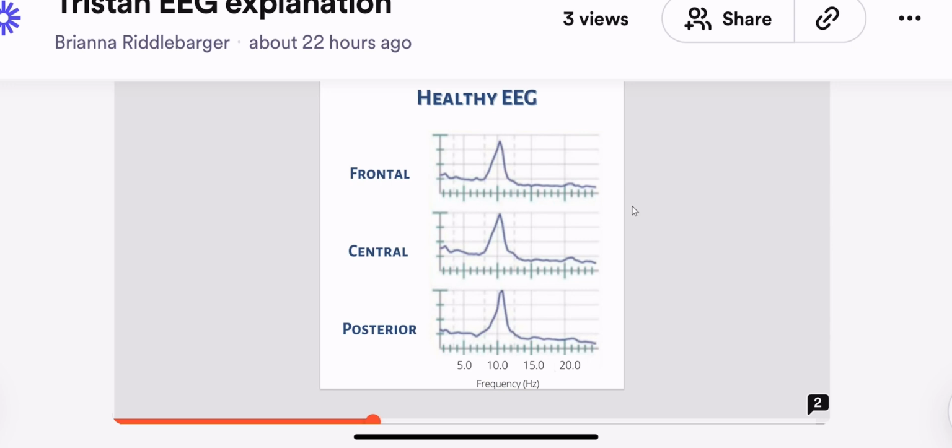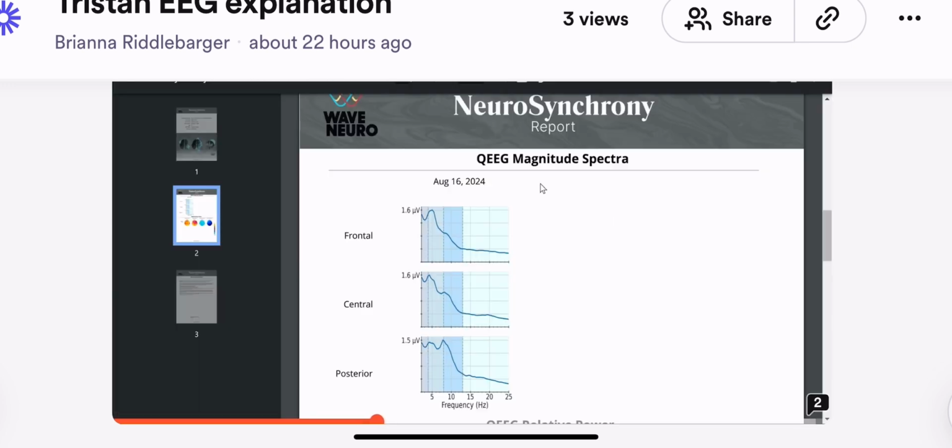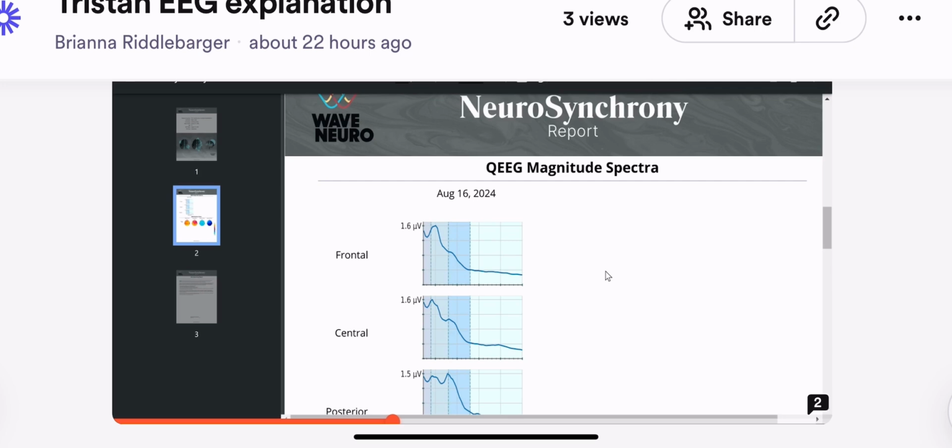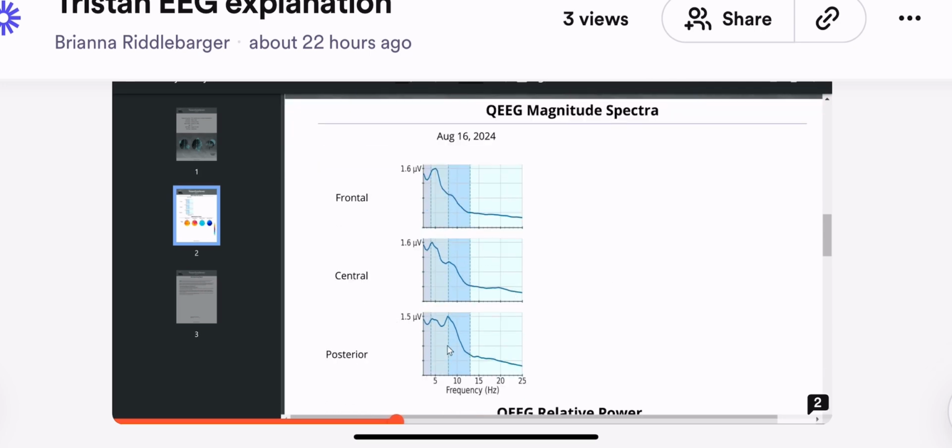So now that we've seen this ideal, let's look at Tristan's EEG. So this is what we measured. This was his EEG on the 16th. So we're seeing a lot of things. First of all, let me zoom in just a little bit. His EEG, let's look at the back first. He does have a peak here at 8, maybe 7.5. So it's a very slow, that's technically an alpha wave still. Anything in the blue region here is an alpha wave range, but that's a very slow alpha wave.